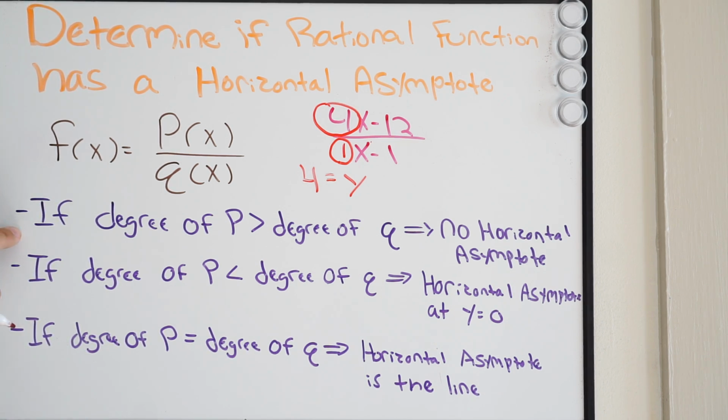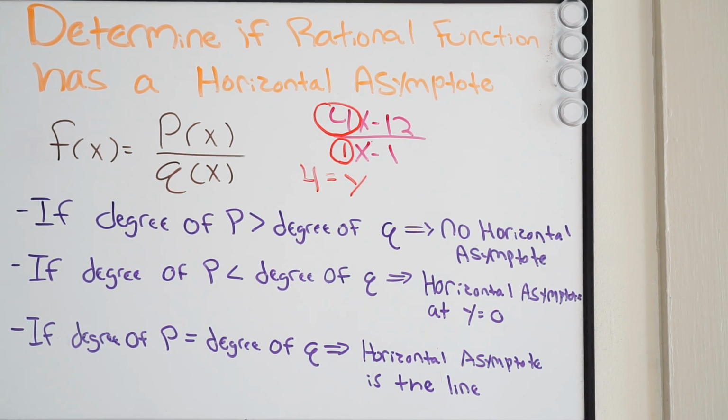All right, and these are the three rules you just have to remember, so you may want to write them down when determining if a rational function has a horizontal asymptote. Okay, let's try some problems putting this to use now.